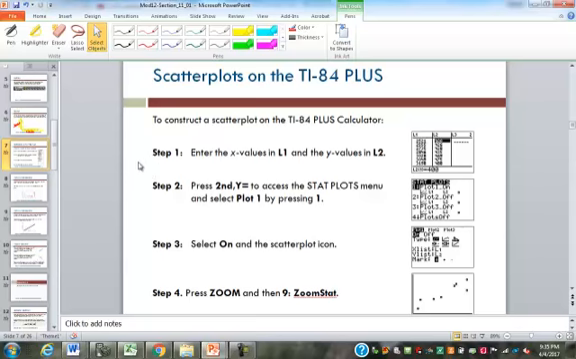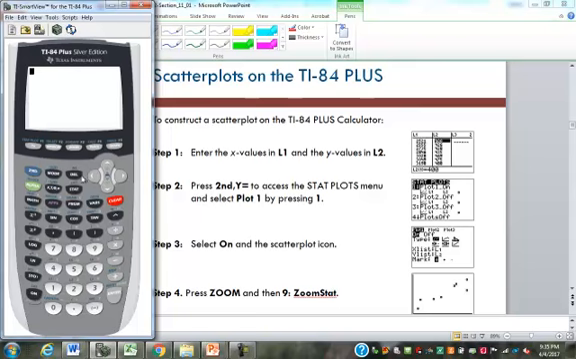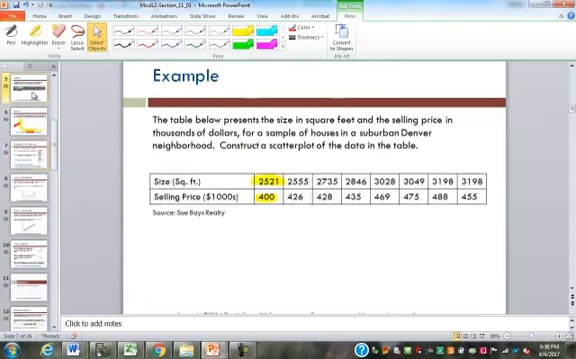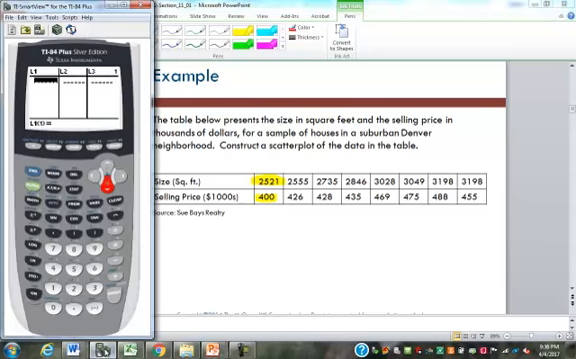So if we were going to enter this in the calculator, we're going to go to Stats and Edit here. I'm going to clear out my lists. Okay, so we're going to enter the data here. I should go back to the table so I enter the data in.